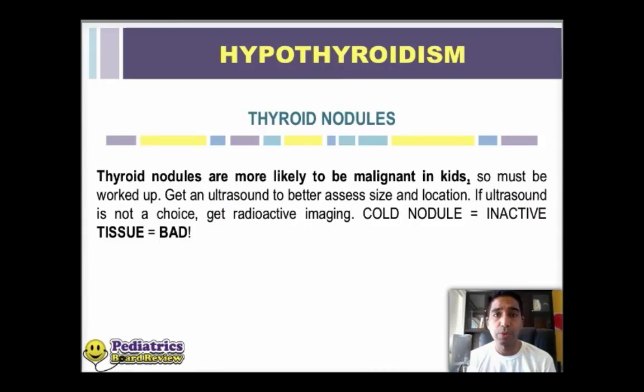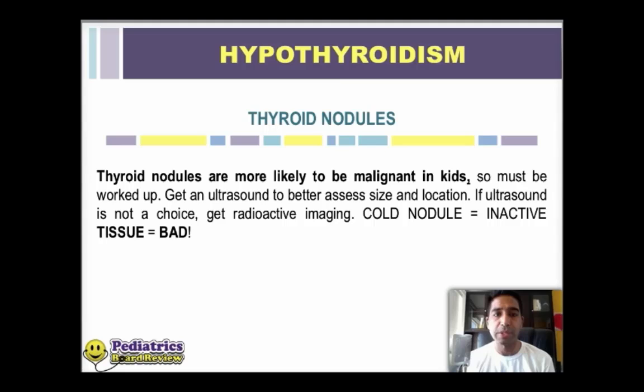Thyroid nodules can also end up causing hypothyroidism. They're more likely to be malignant in children, so you have to have a very high index of suspicion when you start to feel around and there's something there. You definitely want to move forward with some sort of further workup. Get an ultrasound to better assess the size, the location, the character of it. Is it cystic? Is it more solid in nature?